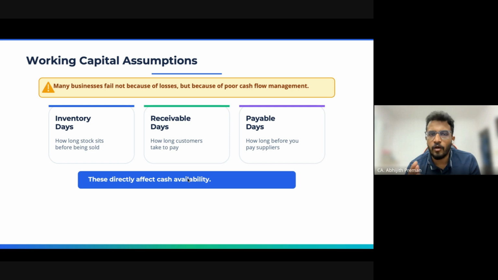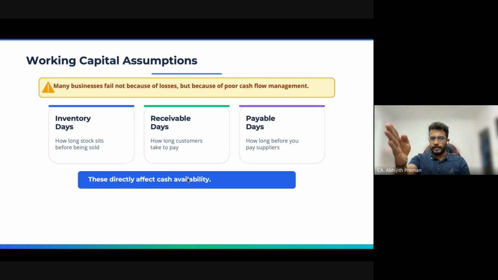Then payable days. How long before you pay suppliers? For example, like I've told, in most cases, when you import from another country, you may have to make the payment in advance. You may not get credit from your supplier, but you'll have to give credit to your customer. Or if you're paying rent, for example, rent becomes due on the 30th of every month, but you get 10 to 15 days to pay the rent, which means that even though that expense is booked in the month of March, you need to pay it only in April. So all these things also affect the cash flow.